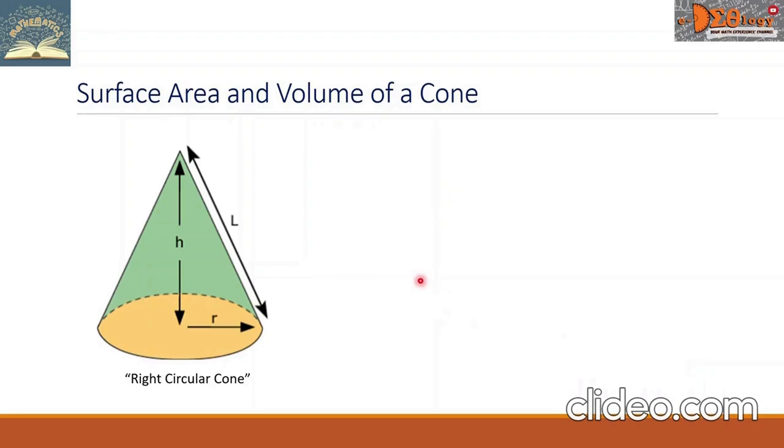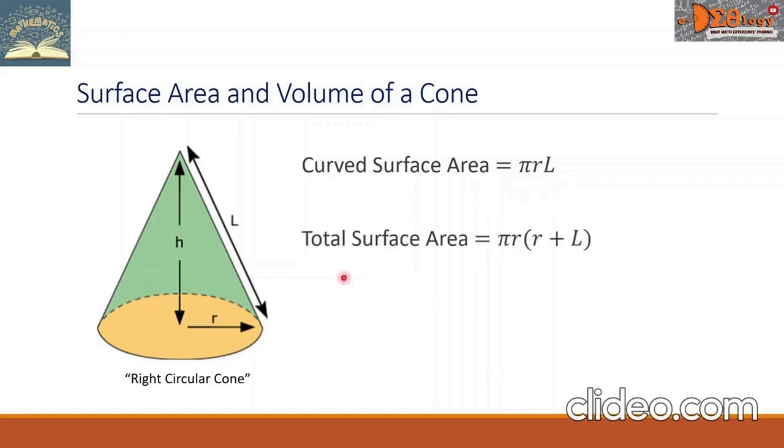Now let's go to formulas. First, the curved surface area of a cone, and that will be pi r L. For the total surface area, that is equal to pi times r times the quantity r plus L. And the volume equals 1/3 times pi r squared times h.